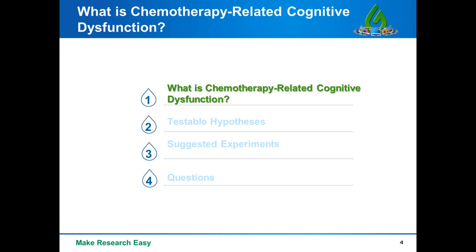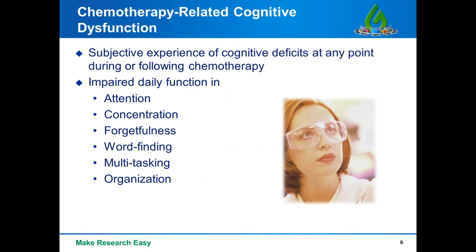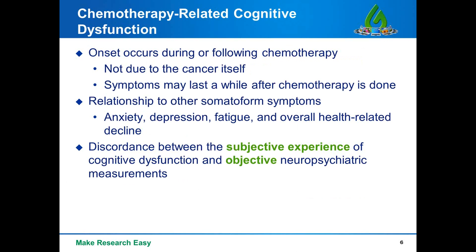So let's talk a little bit more about what chemobrain is. Chemobrain is the subjective experience of cognitive deficit at any point during or following chemotherapy. Patients complain and show impaired daily function in attention, concentration, forgetfulness, word finding, multitasking, and organization. Chemobrain onset occurs during or following chemotherapy and is not due to having cancer itself. Sometimes the symptoms may even last a while after chemotherapy has ceased. And there seems to be a relationship to other somatoform symptoms like anxiety, depression, fatigue, and overall health-related decline. This means that patients may also present with these other symptoms in addition to reporting the cognitive deficit.